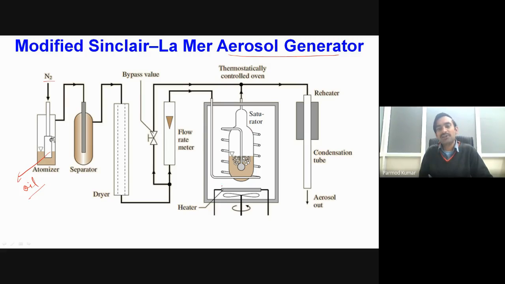This saturator will have a heating arrangement, and in this device what we basically do is convert this liquid into saturated vapor. While this saturated vapor enters the pipe or the flow field, we will have immediate condensation of these vapors, and we will actually get liquid particles as our tracers. So this is one of the arrangements which is employed for generation of aerosol particles.